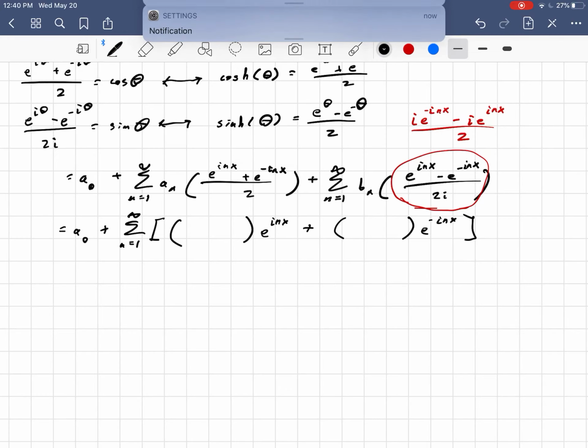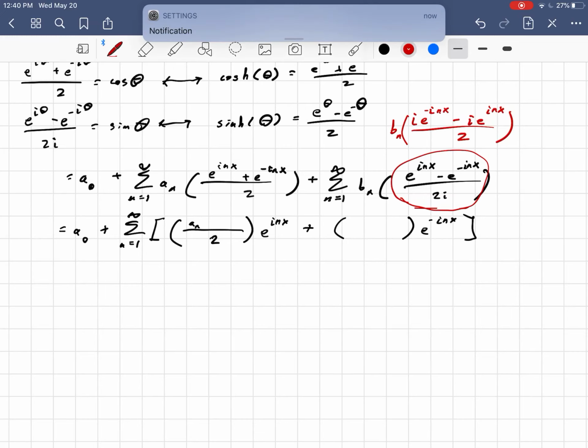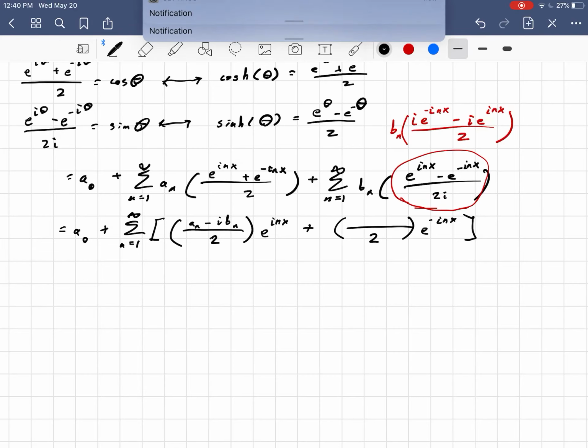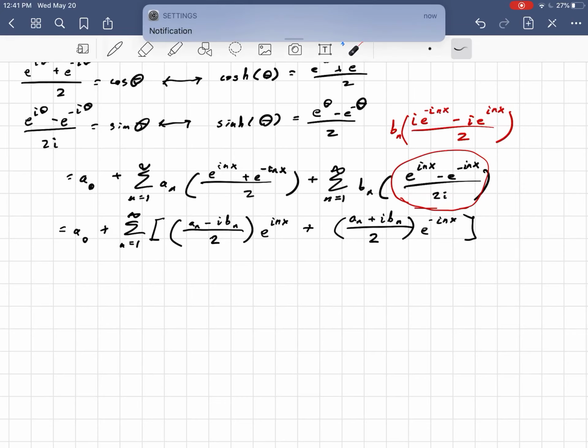So we have an a sub n over 2, a sub n over 2. And then we also have, this whole thing is being multiplied by b sub n, right? So we also have a minus i b sub n, right? That's this part, it's this i and this b sub n, basically. So we have a sub n minus i b sub n. Okay. And then likewise, we're going to be dividing by 2 here. Here we have an a sub n over 2. And then we would have a plus i b sub n over 2. And notice that it works out kind of conveniently that these happen to be complex conjugates of one another.